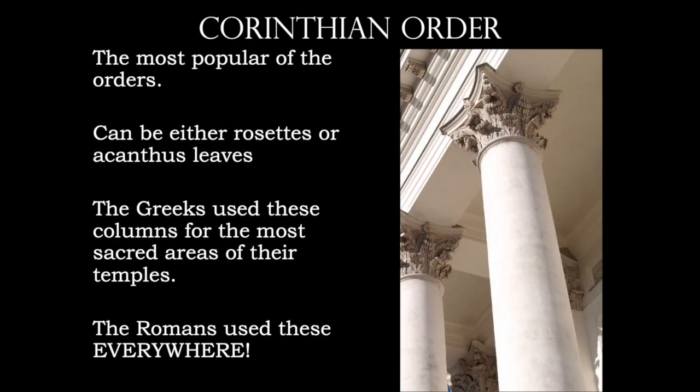Now, the Greeks prized this order and only had these columns in the most sacred parts of the temple, which would have been the interior rooms. However, when the Roman civilization conquers the Greeks, the Romans put this everywhere, particularly around the colonnade.